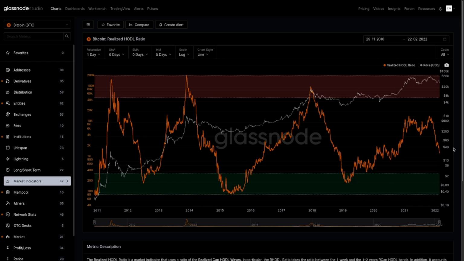Now, we can also then bring this back to a cyclical oscillator. We've talked about this transfer of wealth from young to old, from weak hands to strong hands, that we typically see during a bear market. Now, you may have seen this metric, which is called the realized HODL ratio, or RHODL for short. Now, what this takes a ratio of is the 1 week and the 1 year old realized cap HODL wave bands, which is a bit of a mouthful.